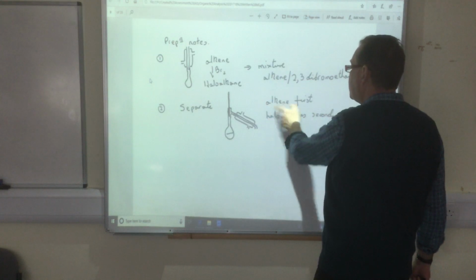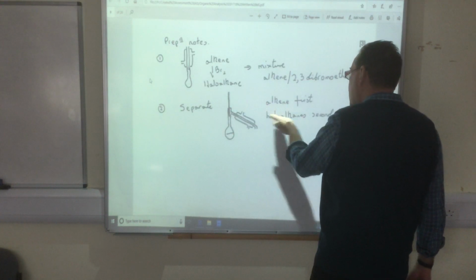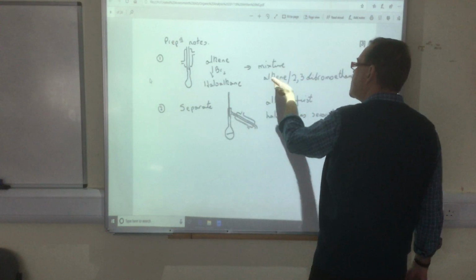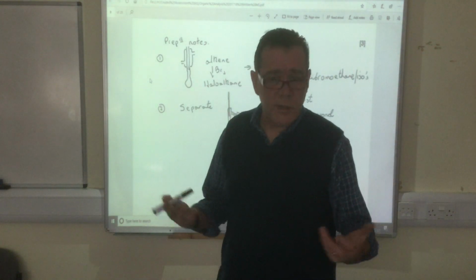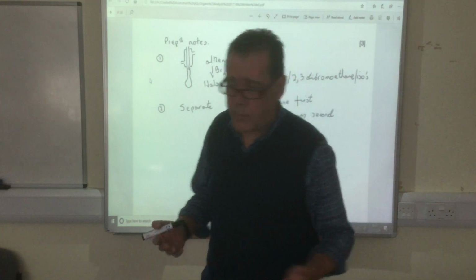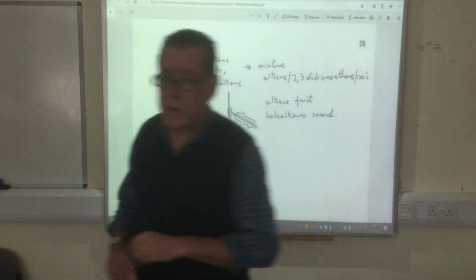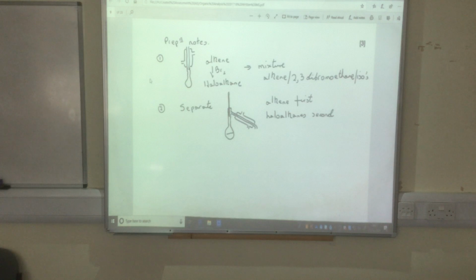So, alkene first will come off. Haloalkane will distill off second, separating that mixture, okay? That's how it goes when you're separating a mixture of organic compounds. Again, there's stuff I've got to do on that, so don't worry too much about it.